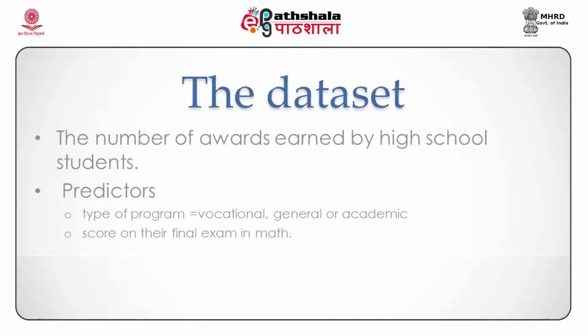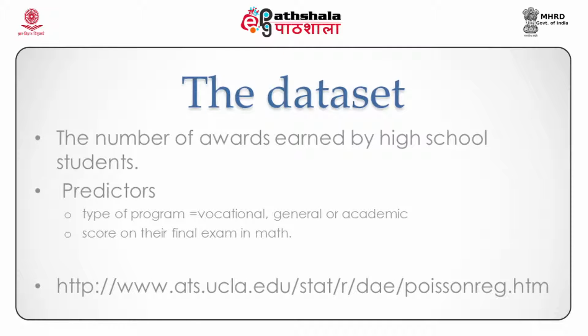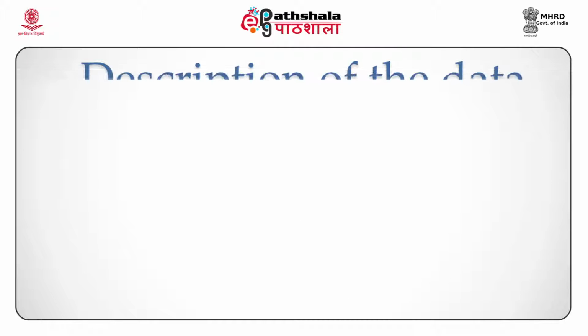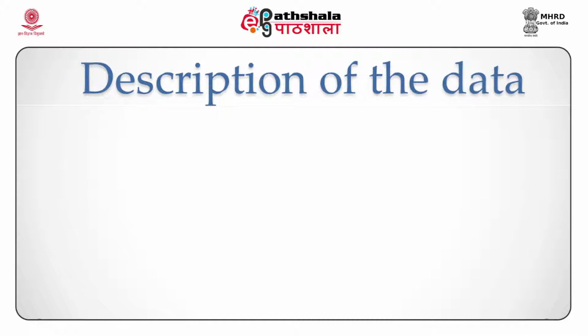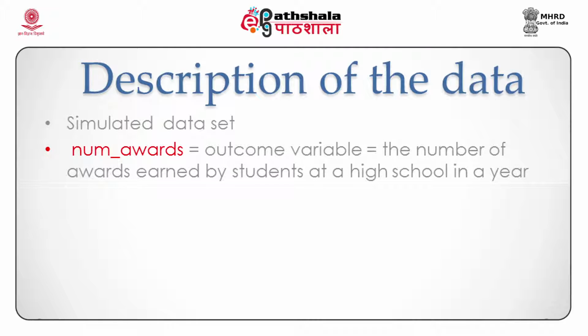And the second predictor is a continuous predictor which represents the score obtained by the student in their final examination in mathematics. The dataset and the case study was obtained from this website from UCLA related to a vignette which illustrates Poisson regression. Description of the data. So first, as I said, this is a simulated or artificial data set. The outcome variable is called num awards.